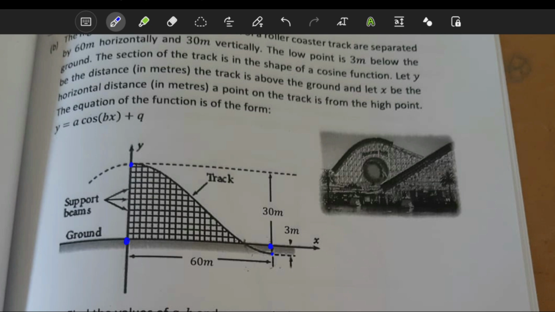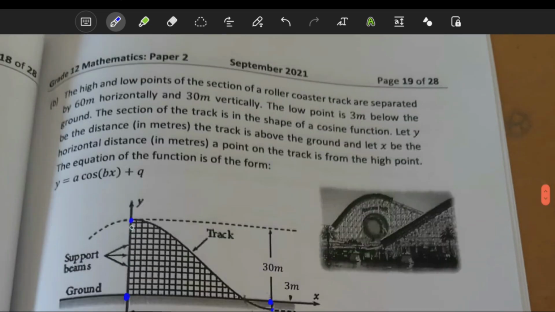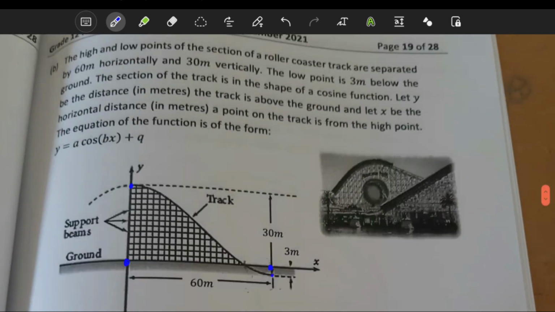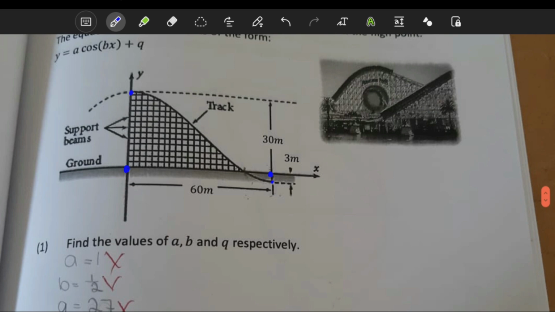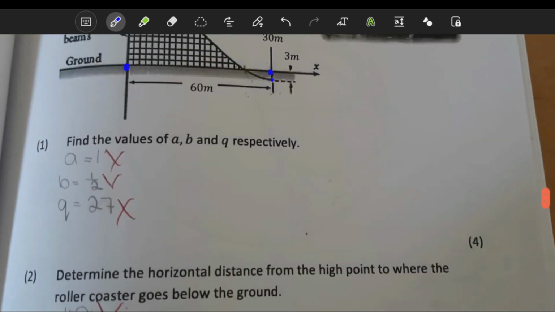Anyways, what we know is that they told us that this is the lowest point. So between the highest point, which is at 0 up there, and the lowest point, which is at 60 meters here, this is basically giving us an idea of a period of 120. Because what we know is this is just half a cos graph, so another half would be at 120 meters. But anyways, they say we should get all these values.